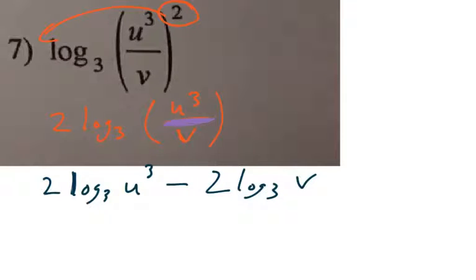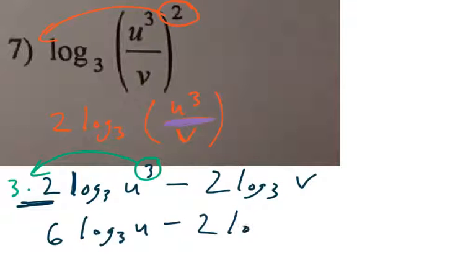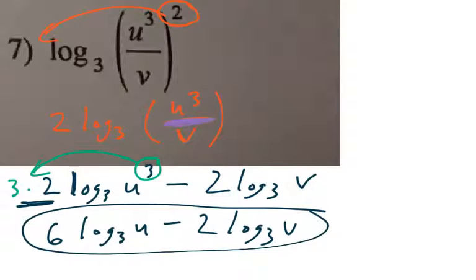And if you look at the answer, the only thing else that needs to be simplified is this 3 can go right in front as a multiply. So our final result is 3 times 2, 6 log base 3 of u minus 2 log base 3 of v. And that is how you do logs, guys. I think let's do one more just to make sure.